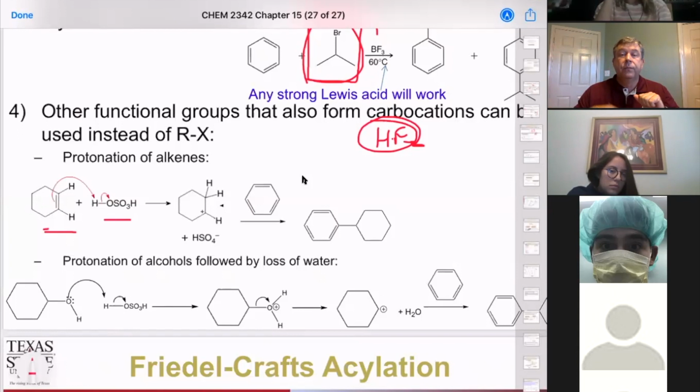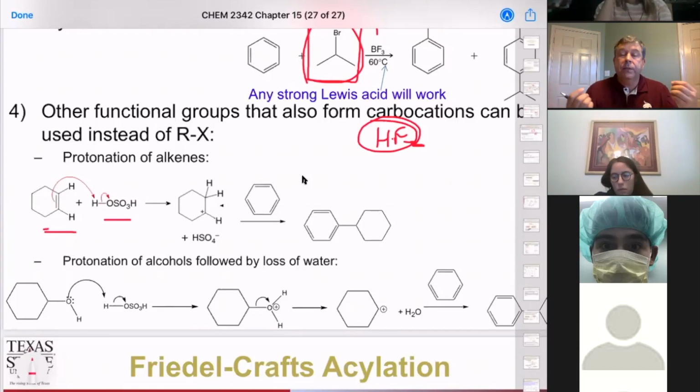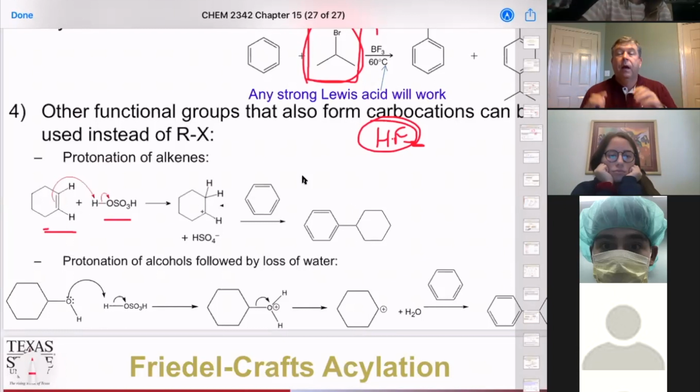Okay, so remember those rules: you can only make primary straight chains if they're short because of rearrangements. They can rearrange, they will. For longer ones, you're always going to get to the secondary or tertiary carbocation. You can use several different Lewis acids available to you, and because once you alkylate it, it actually becomes more reactive, you typically want to use benzene in excess and your alkyl halide as your limiting reagent.